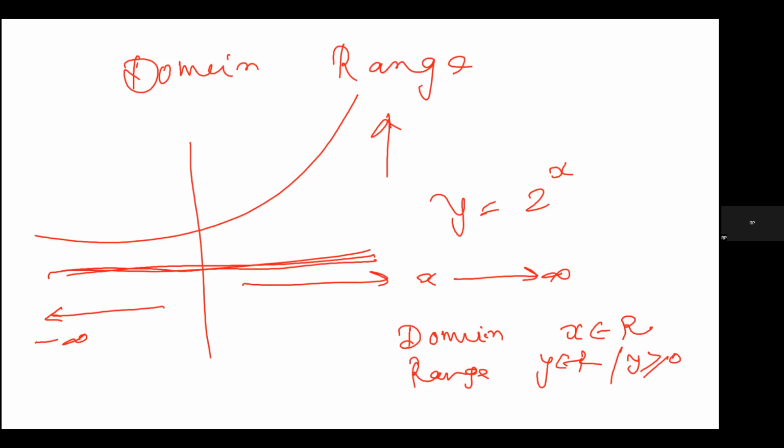This is when your b is greater than 1, and the y-intercept is (0, 1). This is your y-intercept, where x is 0. So these are the key characteristics of an exponential function you need to remember.